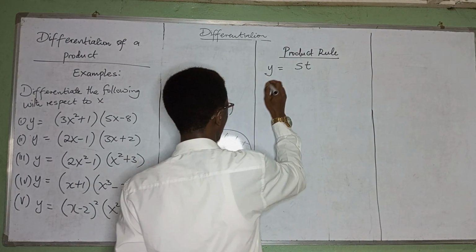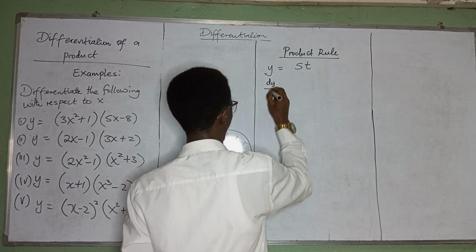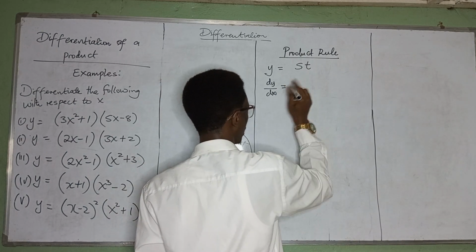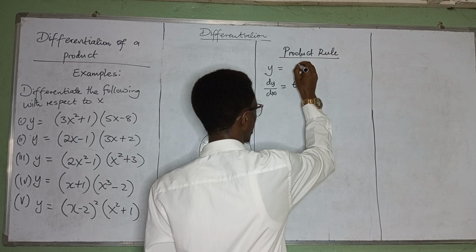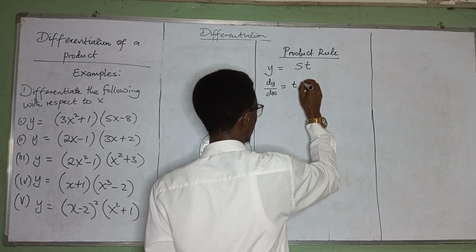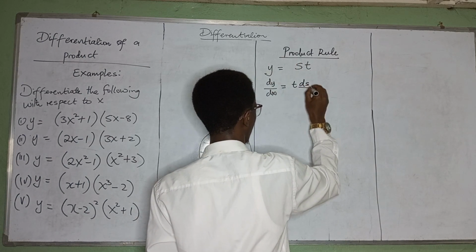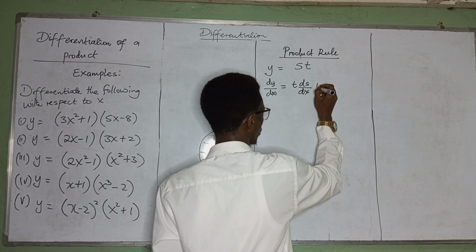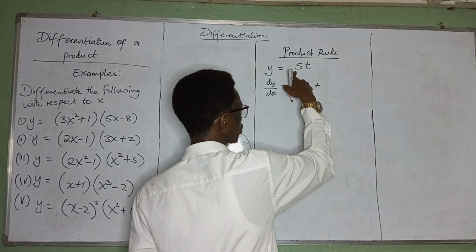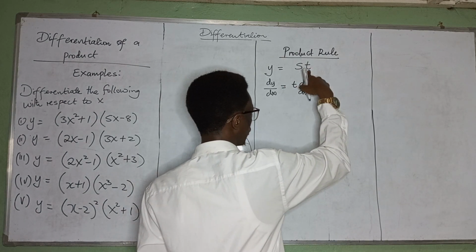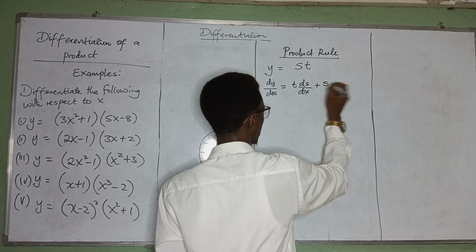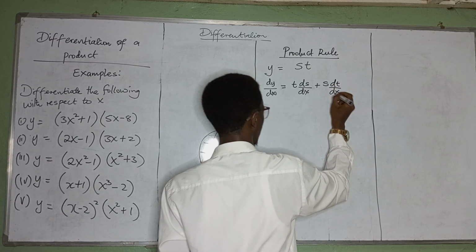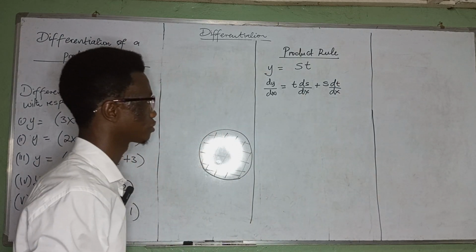So that's going to be your dy by dx equals, you take t and hold it, and differentiate s, so ds by dx. Then you put the plus, now you hold s and differentiate t, so dt by dx. So that's it.